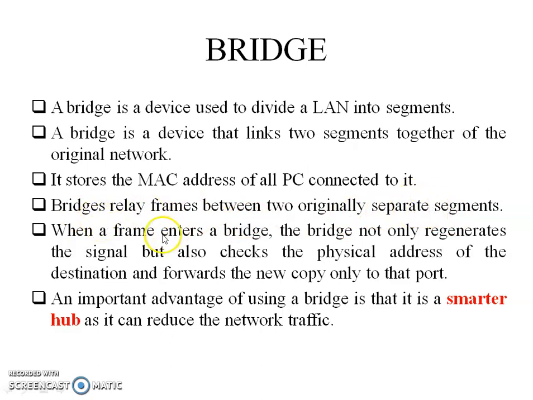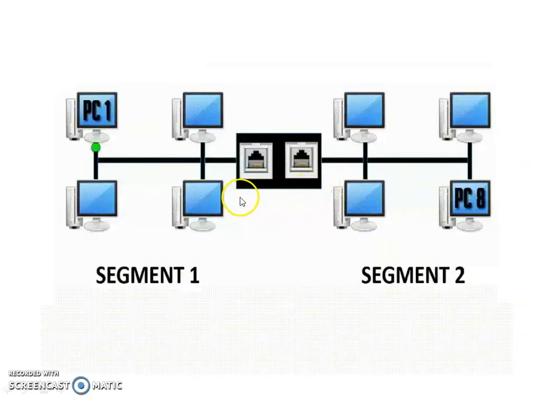When data frames enter a bridge, the bridge not only regenerates the signal but also checks the physical address, that is the MAC address of the device, and forwards the data to the destination port, to the port where the destination computer is connected. The main advantage of the bridge is that it is a smarter hub, that is, it reduces the network traffic. Let us see how the bridge works.